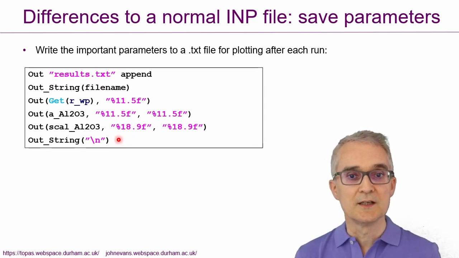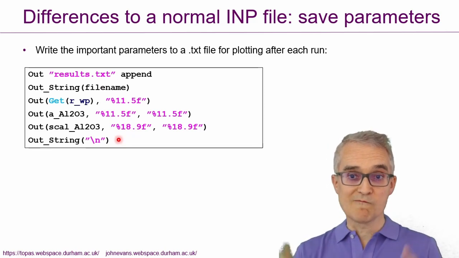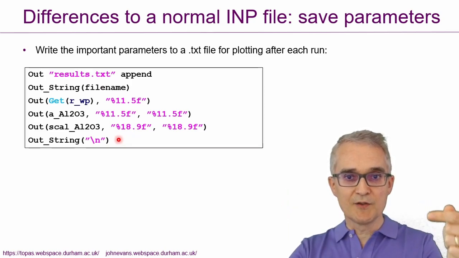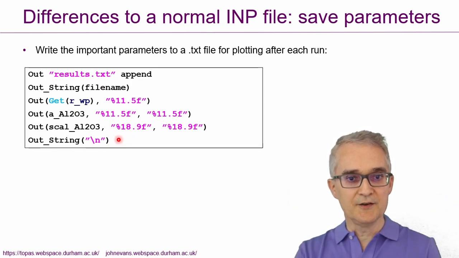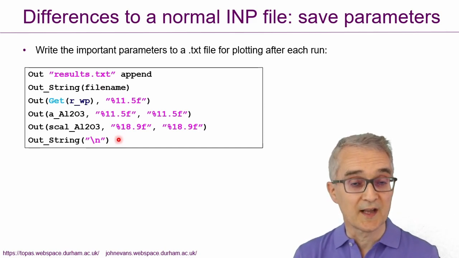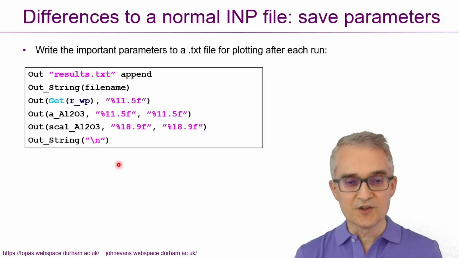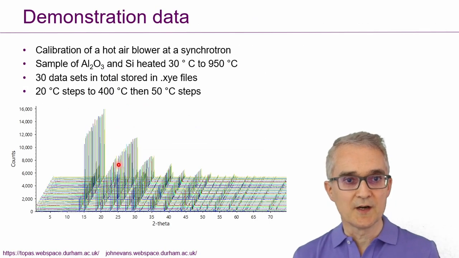So when it's analysed run number 1, it writes out a line of the input file. It puts a carriage return at the end. And so run number 2 is on a separate line. And you get a nice file for plotting in something like Excel or Python. Okay, so we're going to switch to JEdit and look at a real example.